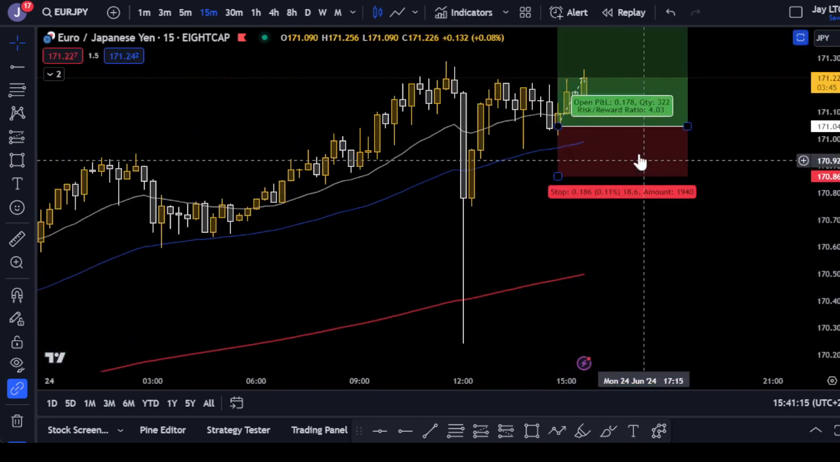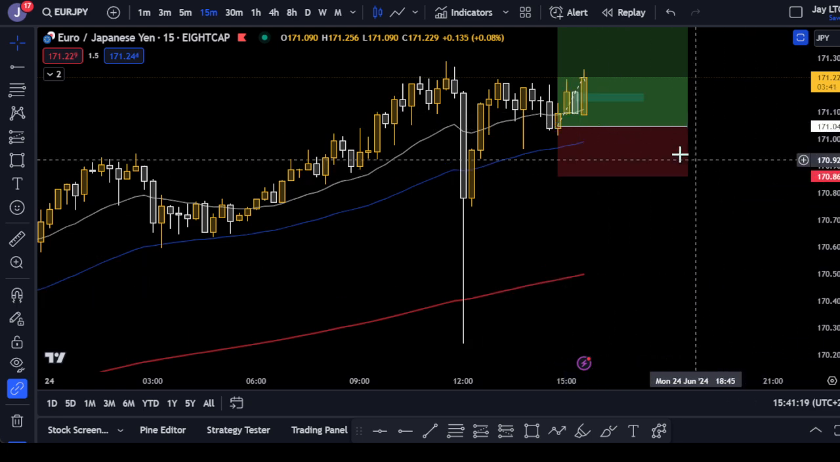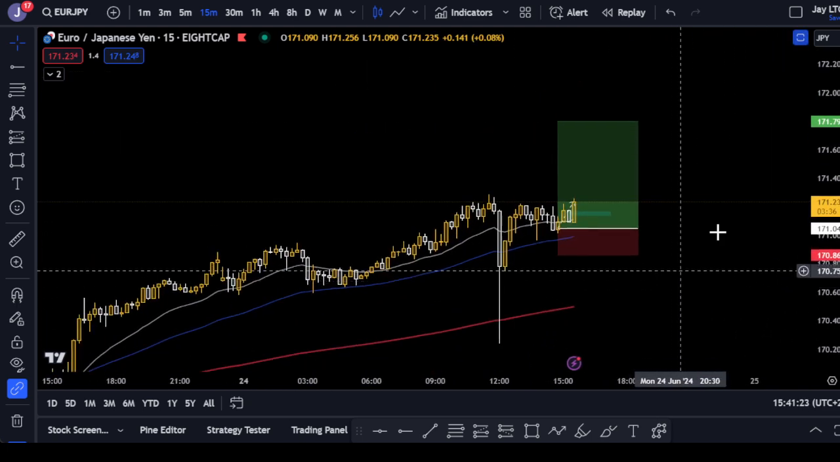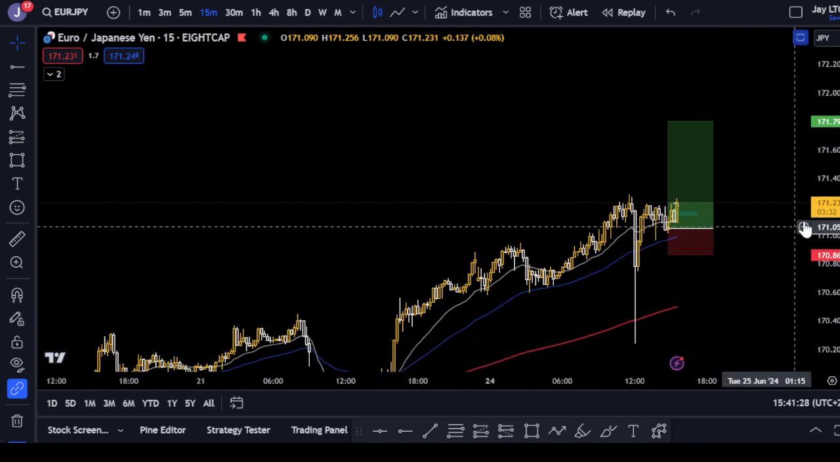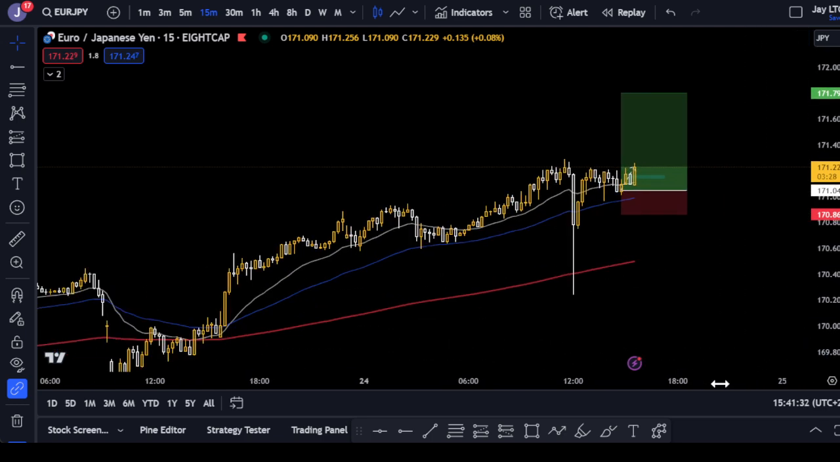Do so with a small lot. If market pulls back a little bit more, then you can add lots to it. Build up your trade, all right? The target of this trade is 171.800. And that's that for EJ.